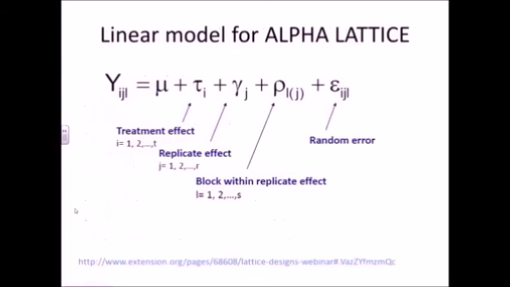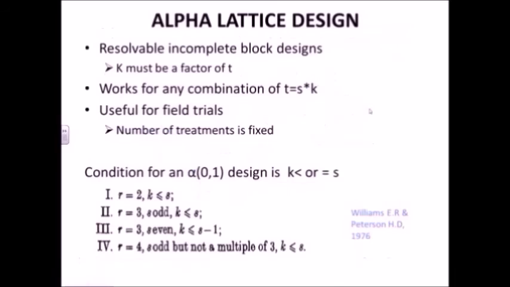So we can write this out as a linear model. We have the average, a treatment effect, the replicate effect, the block within replicate, and our error. The alpha lattice is resolvable as long as K is a factor of T. It works for any combination of T equal to S times K, and the number of treatments is fixed. There are different types of designs depending on the number of replicates and the relationship between K and S. And so you'll hear people talk about a design 1 or a design 2, etc.